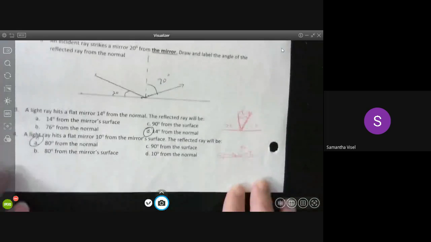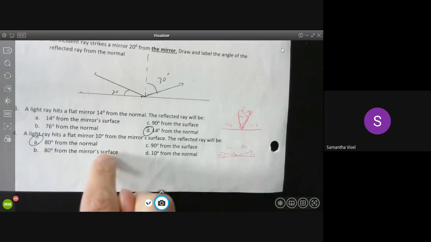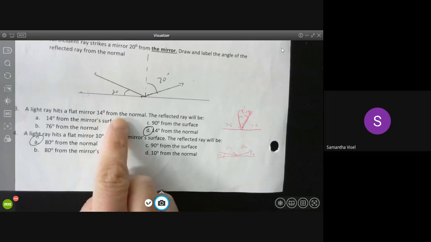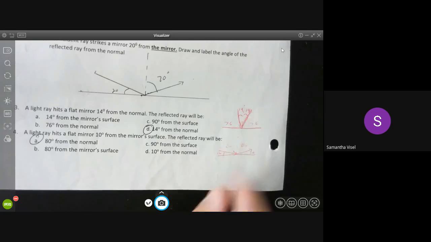Three, a light ray hits a flat mirror 14 degrees from the normal. Circle the correct answer for what the reflected ray would look like. So angle of incidence should equal the angle of reflection, so that's the choice that I'm looking for. So it's 14 from the normal, so the angle of reflection should also be 14 from the normal, so they should be equal to each other.